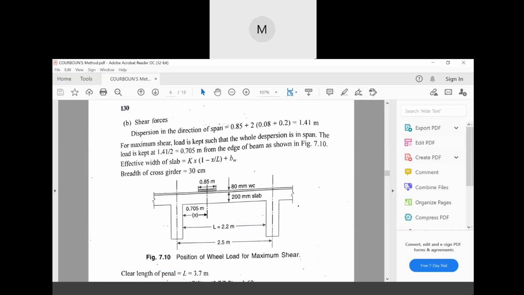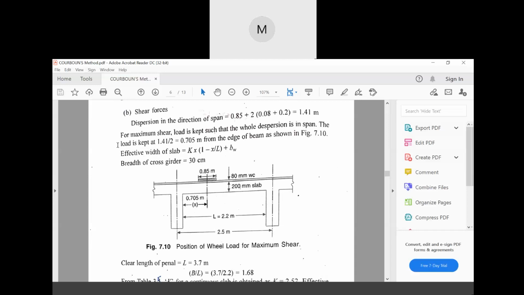Then after that, we'll find out the effective width. These are all the things we have done before. The same process. Fine.